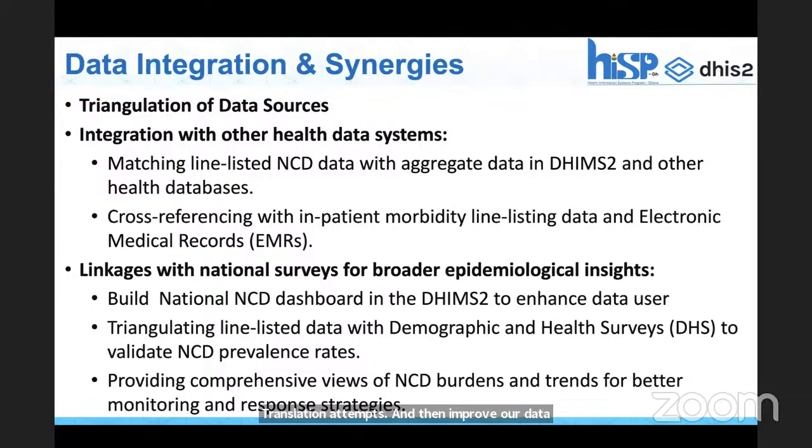Then the other thing we think we can improve on has to do with linkages with reporting, linked with international surveys to try to do some comparison. It is one of the areas we think that once we get all our data integrated and pushed into the national HMIS, it can then be triangulated with demographic health survey results for the country, and also the dashboard on the institute, to improve data use.